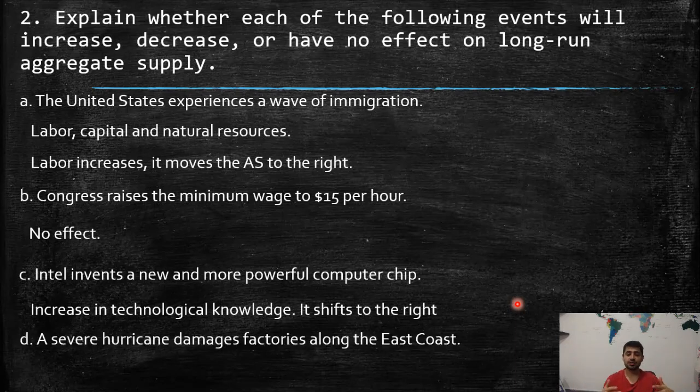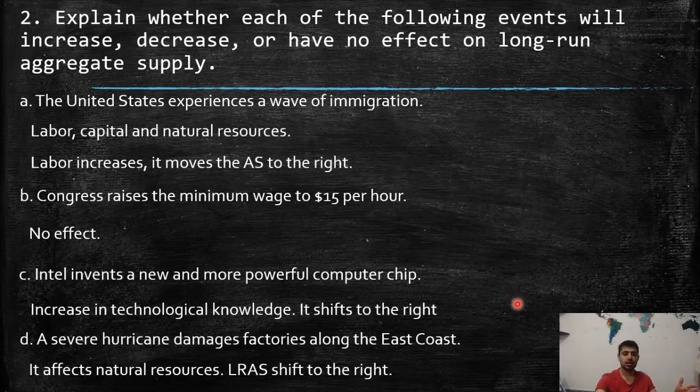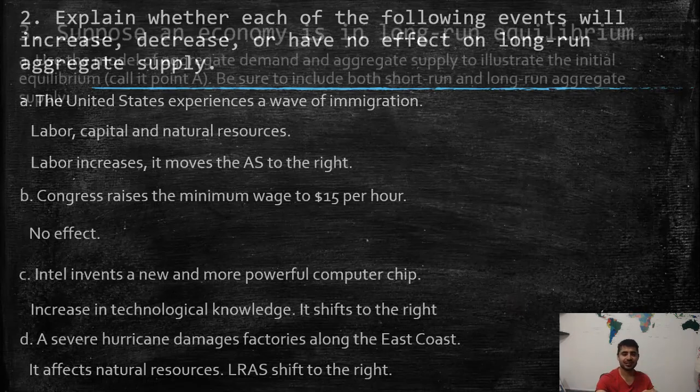D. A severe hurricane damages factories along the East Coast, so it affects the natural resources, plants, equipment, capital. Capital is destroyed. So then the long-run aggregate supply shifts, not to the right, actually shifts to the left. Okay.